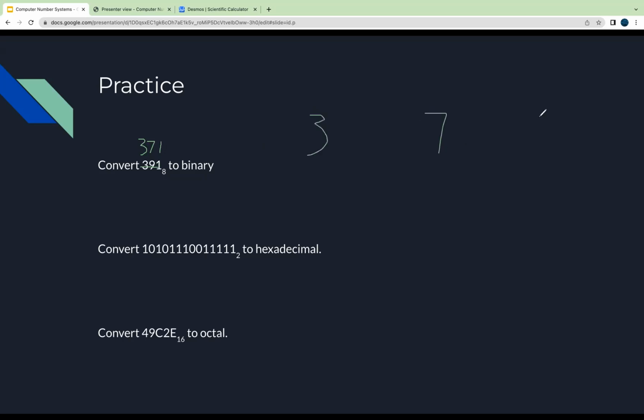So 371. So we know 3 is 0, 1, 1 in binary, 7 is 1, 1, 1, and 1 is 0, 0, 1. And then you just get rid of the spaces, rewrite it condensed. Just be careful you don't miscount the ones. And I know it's rather horrendous writing, but yeah, that's our answer.